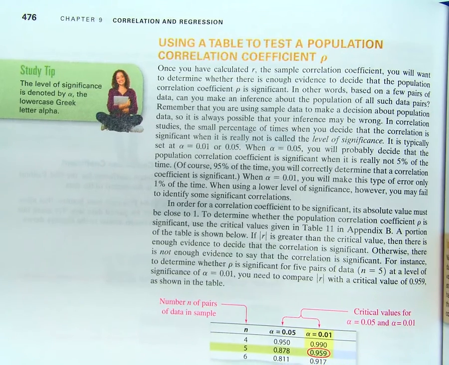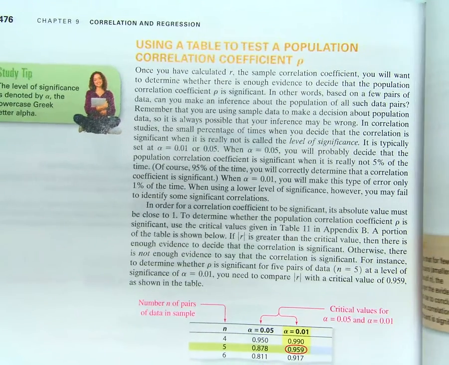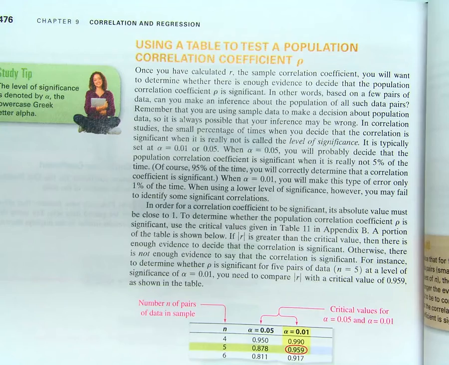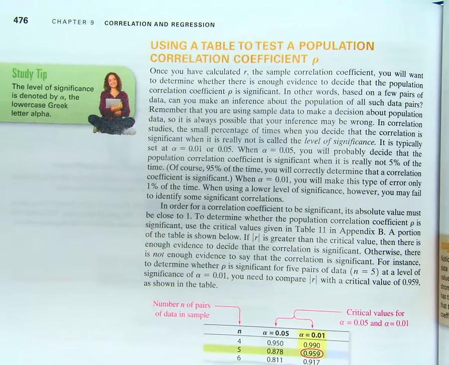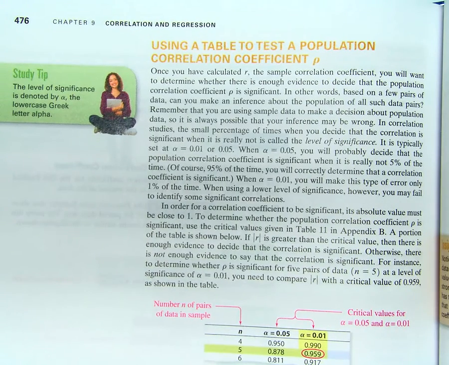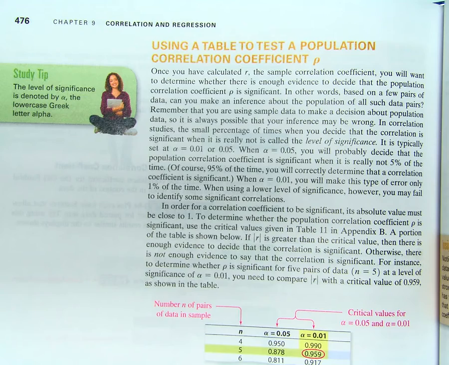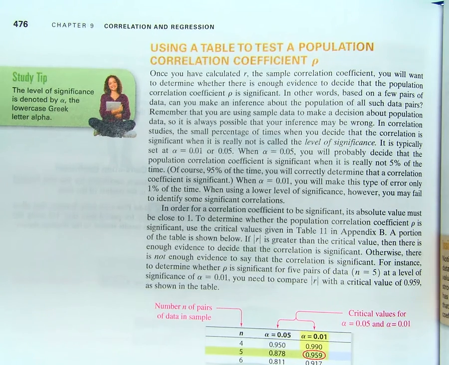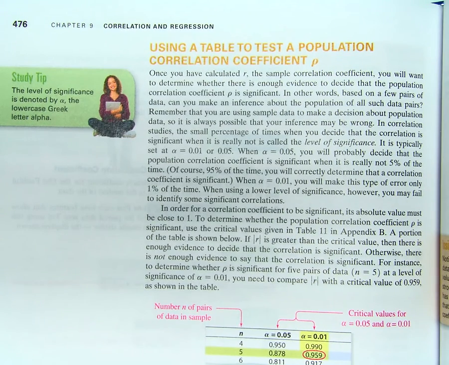Once you have calculated R, which is your sample correlation coefficient, you're going to want to determine whether there's enough evidence to decide that the population correlation coefficient rho is significant. In other words, based on a few pairs of data, can you make an inference about the population of all such data pairs? Remember that you are using sample data to make a decision about a population, so it's always possible that your inference may be wrong.